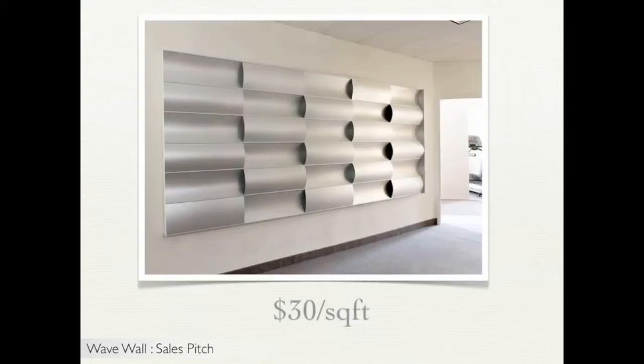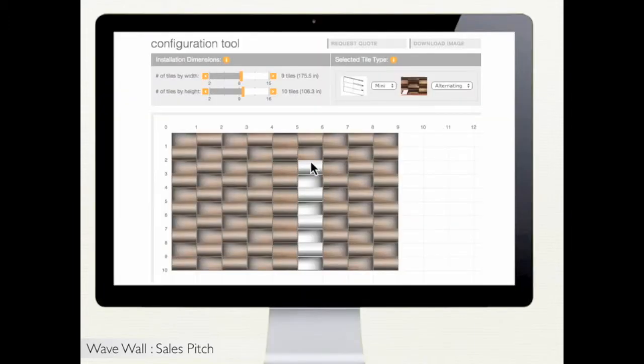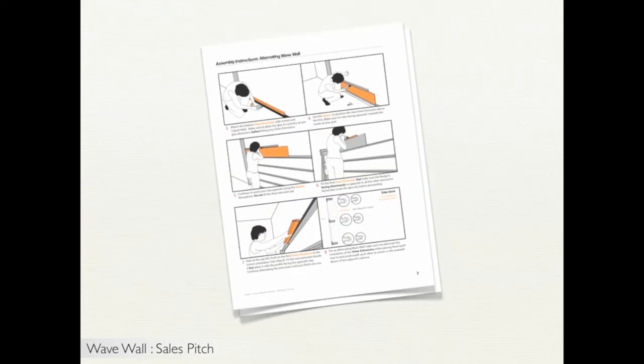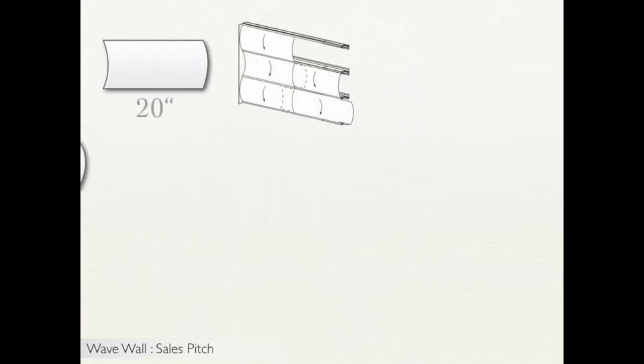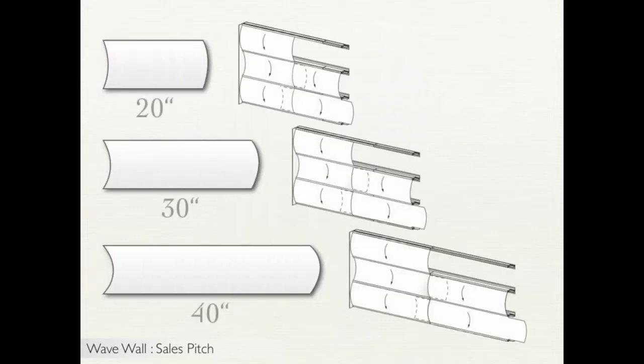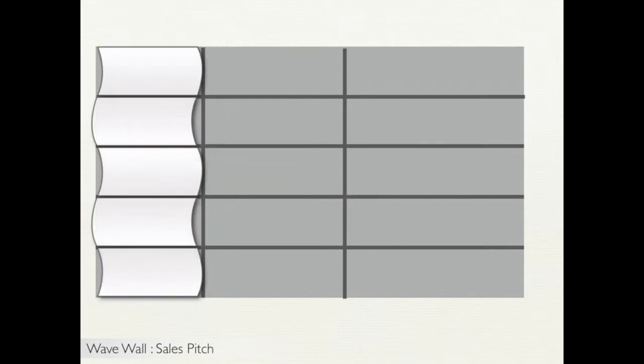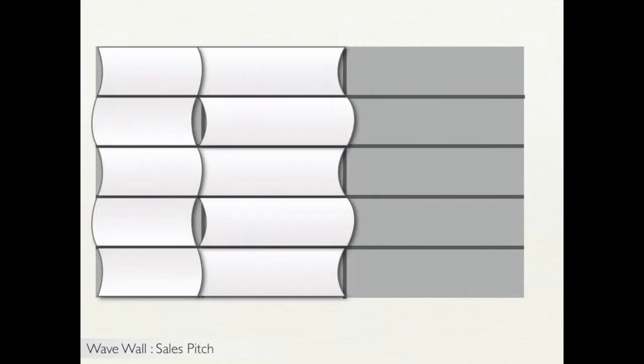This product is also very easy to specify. We have an online configuration tool to assist in the design process and it is easy to install with our step-by-step installation instructions. Wave Wall comes in 3 standard widths: 20 inches wide, 30 inches wide, and 40 inches wide. However, any custom width can be achieved with Wave Wall. You can even specify various widths by column. Start with a thin column and transition to wider columns, for example.